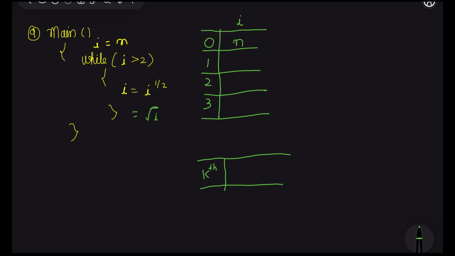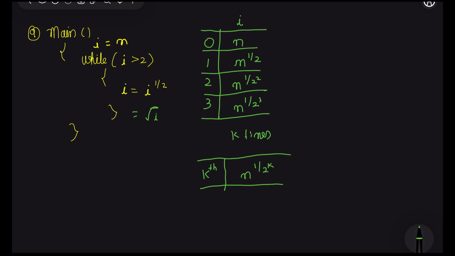Now let's see for the first iteration the value of n and i. The value of i will become n to the power 1 by 2, and after the second iteration it will go again inside the loop and get rooted again, so it will become n to the power 1 by 2 to the power 2. After the third iteration the value of i will become n to the power 1 by 2 to the power 3. So this pattern will keep on running k times, and after k times the value of i will become n to the power 1 by 2 to the power k.